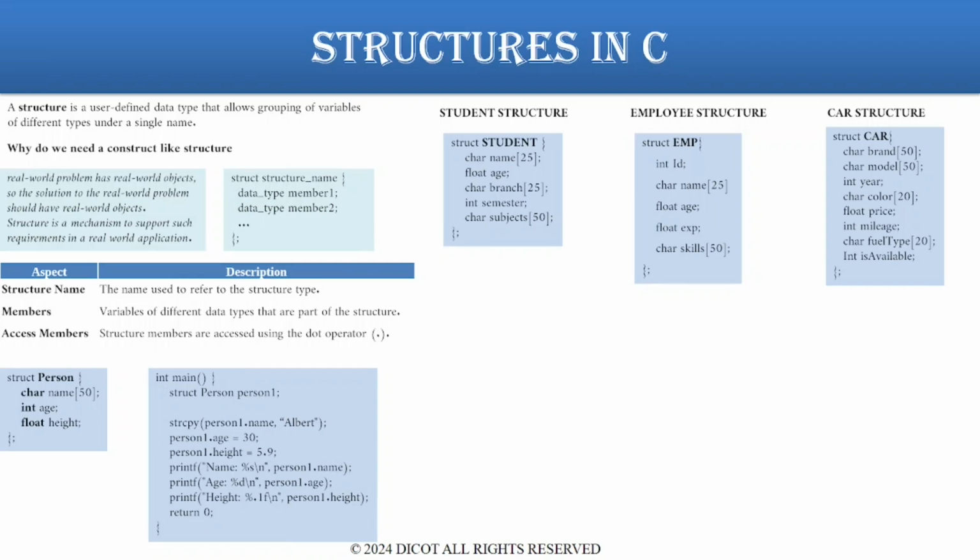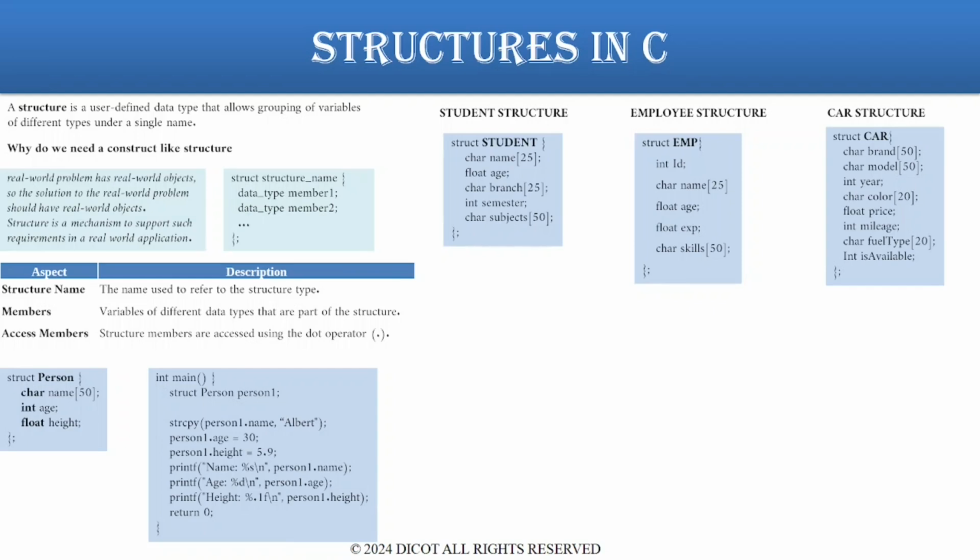Year of manufacturing is an integer. Color of the car is an array of characters. Price of the car is float. Mileage of the car is an integer. Fuel type is an array of characters such as diesel, petrol, etc. The availability is an integer, whether the car is available for a particular brand or model or year or color, etc. So these are some of the structures that can be used in user application software.